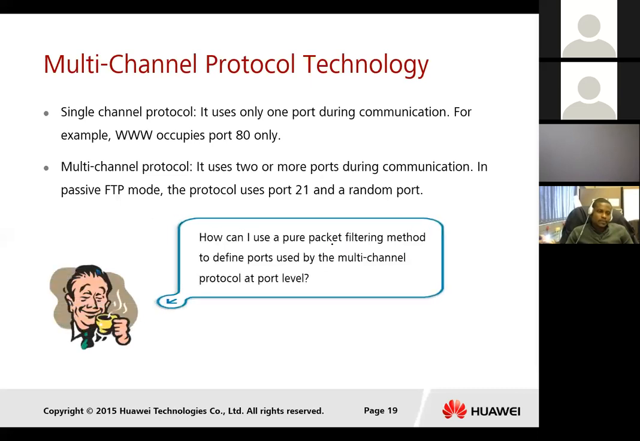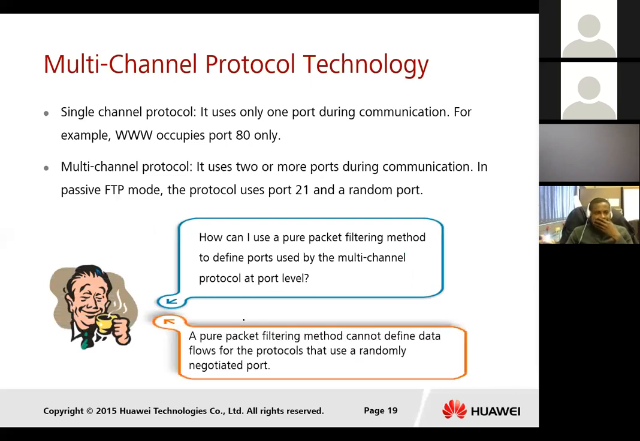How can I use a pure packet filtering method to define the ports used by the multi-channel protocol at the port level? A pure packet filtering method cannot define the data flow for a protocol that uses randomly negotiated ports, because these ports are negotiated. It's not a fixed port. So in this case, it is very difficult to know which port is coming back to me.